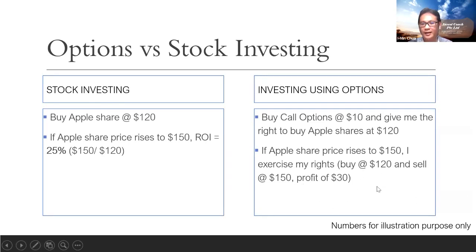Now think of it this way: what you have done here is, upfront, instead of paying 120, you only pay $10. Can you see? And if Apple share price goes to 150, you make $30 out of $10. So there's an ROI of 200%. So that is actually what options can do. There is a leverage effect.